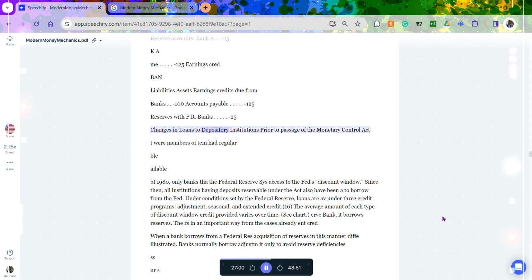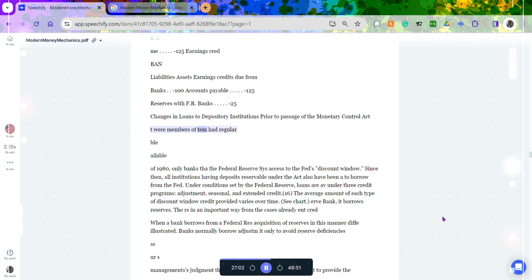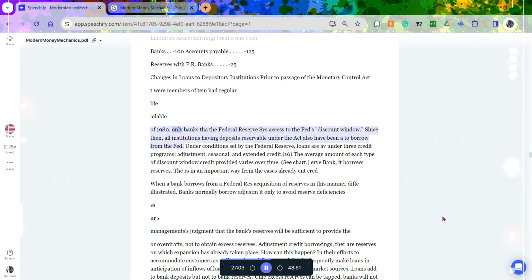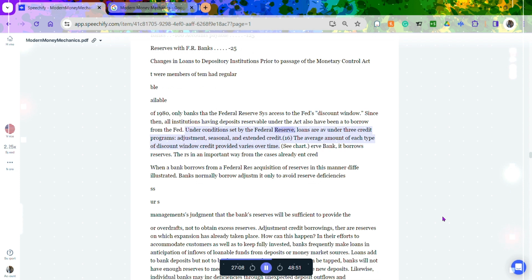Changes in loans to depository institutions. Prior to passage of the Monetary Control Act of 1980, only banks that were members of the Federal Reserve System had regular access to the Fed's discount window. Since then, all institutions having deposits reservable under the Act also have been able to borrow from the Fed. Under conditions set by the Federal Reserve, loans are available under three credit programs: adjustment, seasonal, and extended credit. The average amount of each type of discount window credit provided varies over time.